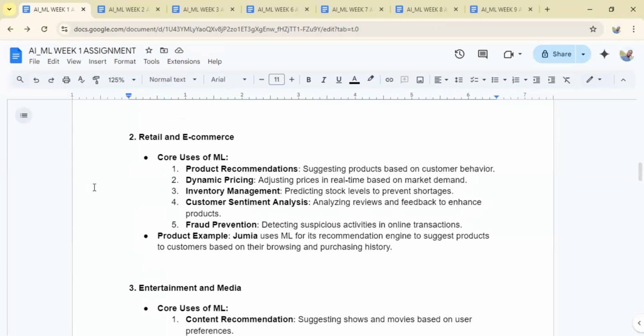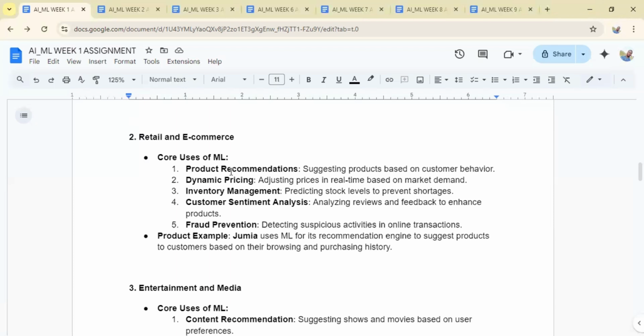So the second is retail and e-commerce. The core uses of machine learning in retail and e-commerce are product recommendations, where products are suggested based on customer behavior. Dynamic pricing, where prices are adjusted based on if it is Christmas or Xmas or Salah or whenever. So prices are adjusted in real time based on market demand and supply. Inventory management, where they predict stock levels to prevent shortages. Customer sentiment analysis, and fraud prevention also, to detect suspicious activities in online transactions.